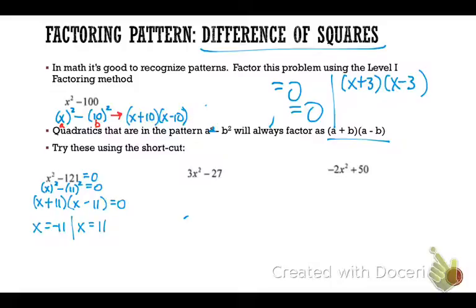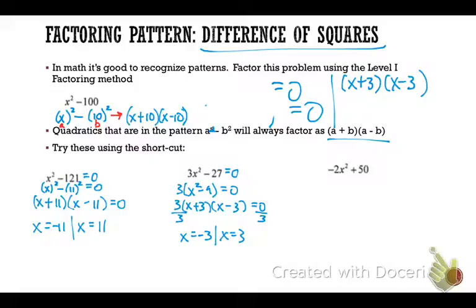Now on this one, notice we have a greatest common factor. So the first thing we need to do is factor out a 3. And then look, you've got a difference of squares. So we know that it's x that's being squared and 3. So it will factor as x plus 3 times x minus 3. And if we solve that, then x will equal negative 3 and x will equal positive 3.